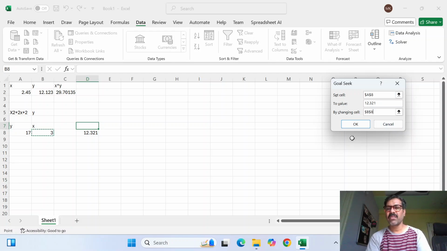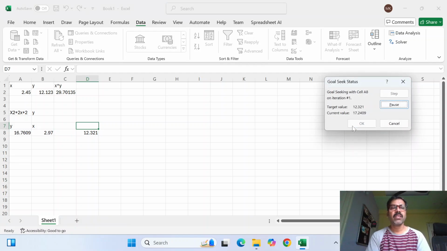Now this is a little more complex. The complexity in this task is a bit more compared to the earlier multiplication. Now this should be the value. So if I want my y value to be fixed as 12.321, then obviously my x value should be 2.364, something like that.